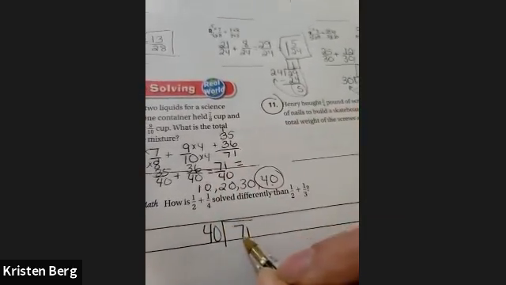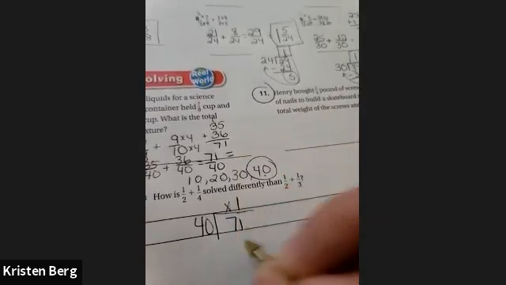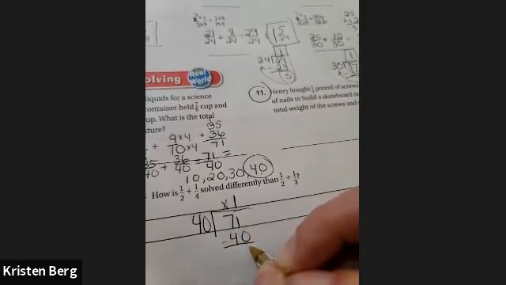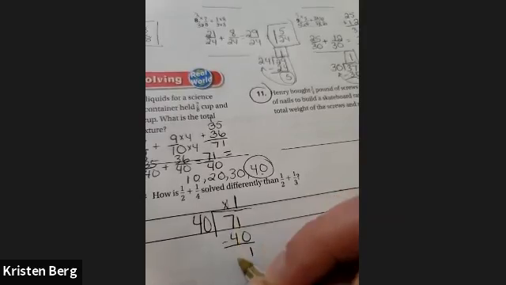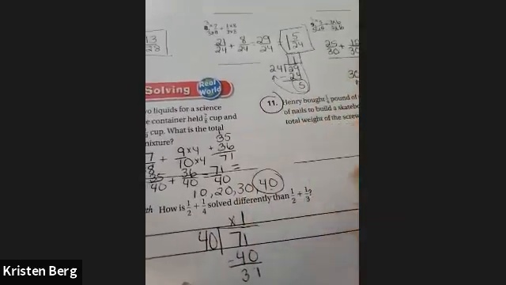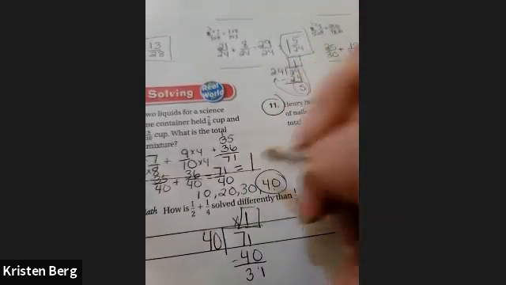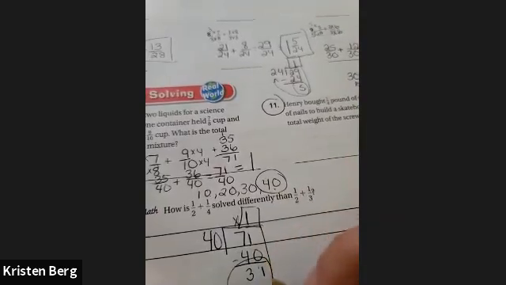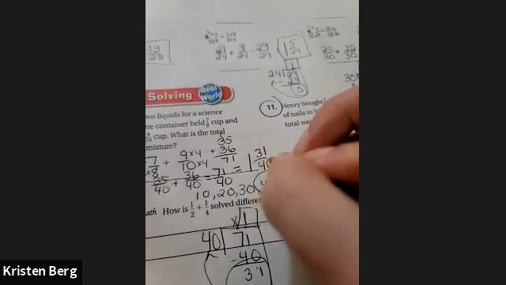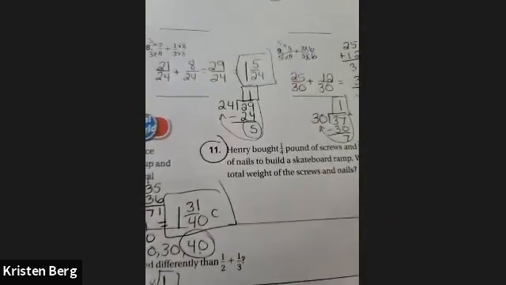How many 40s can go into 7? It can't. How about into 71? Only once. When you subtract, 1 minus 0 is 1. 7 minus 4 is 3. Is it smaller? It sure is. So therefore, this is my mixed number. It is 1 whole. And then 31 over 40. Cup. So 1 and 31 over 40ths of a cup.